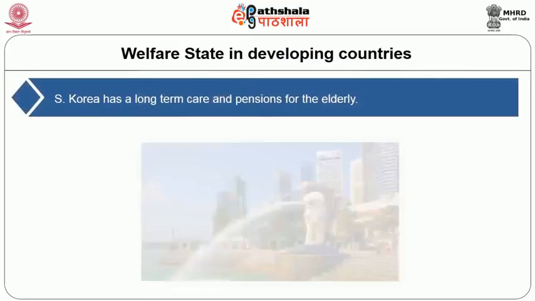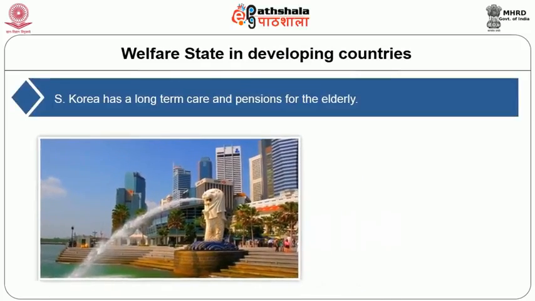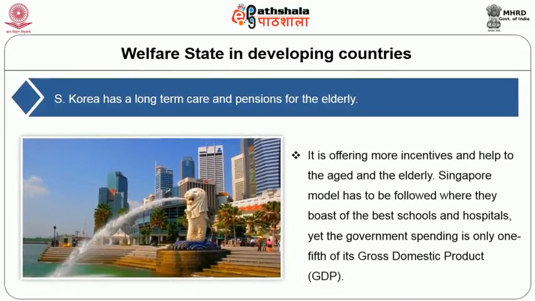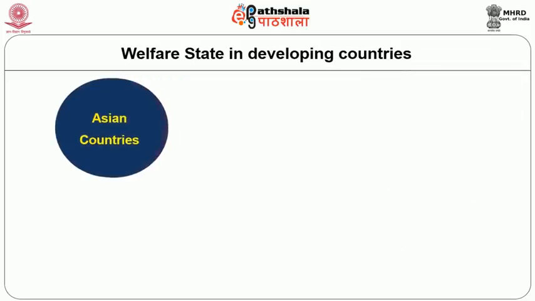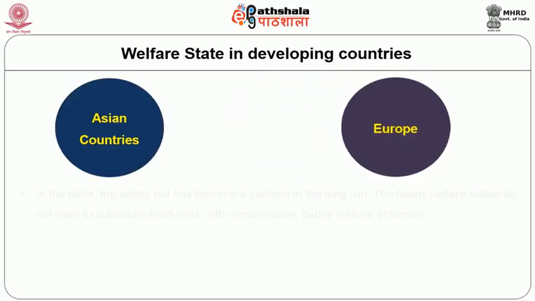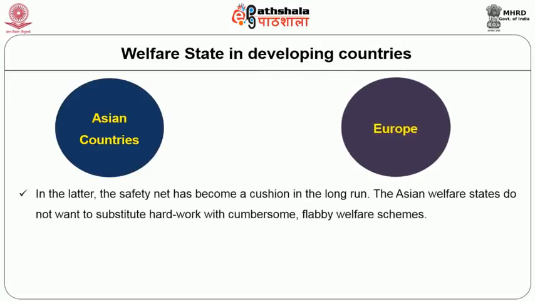South Korea has long-term care and pensions for the elderly. Singapore is offering more incentives and help to the aged and elderly. The Singapore model has to be followed, where they boast of the best schools and hospitals, yet the government spending is only one fifth of its gross domestic product. The Asian countries have learned a valuable lesson from Europe. In the latter, the safety net has become a cushion in the long run.